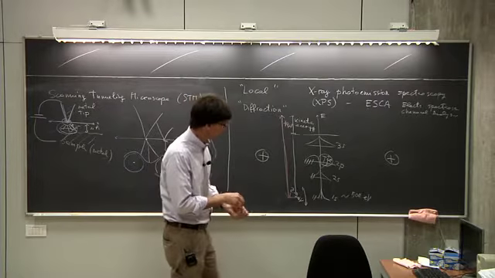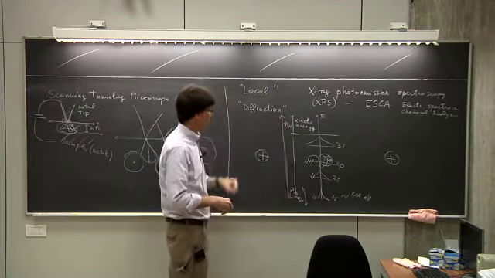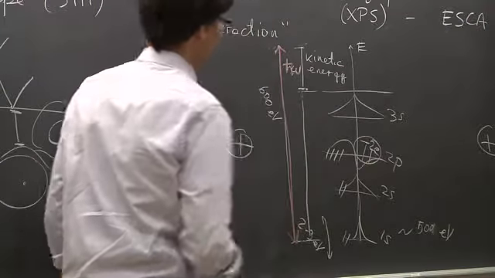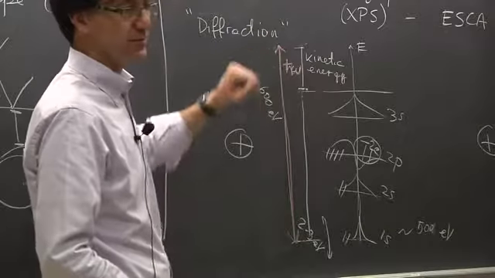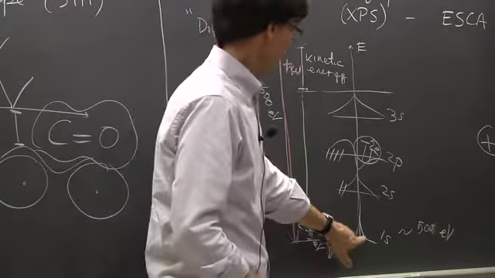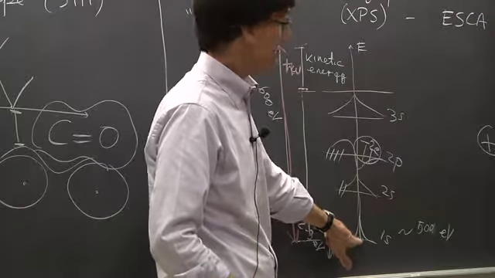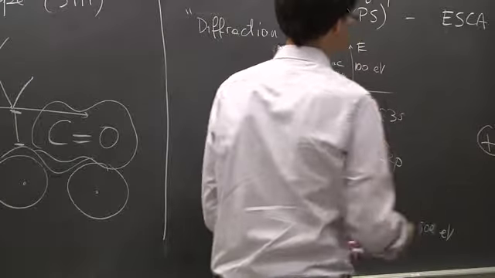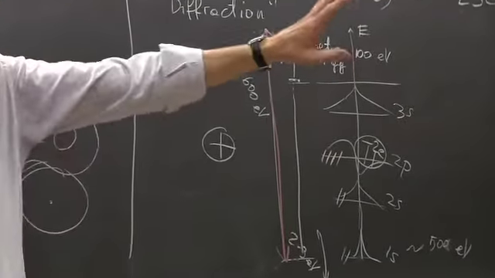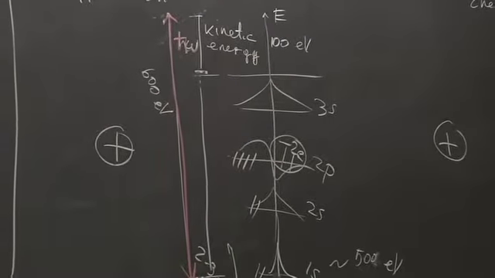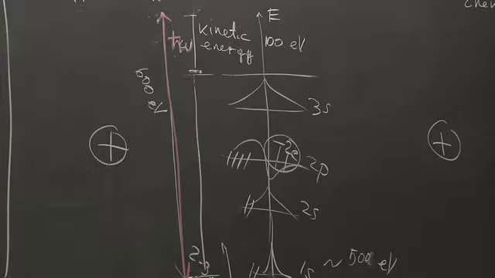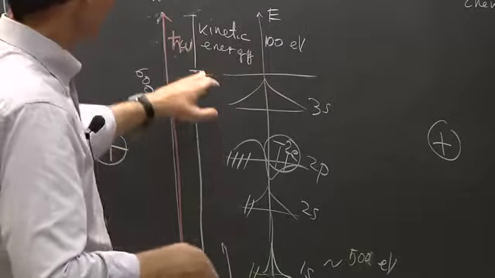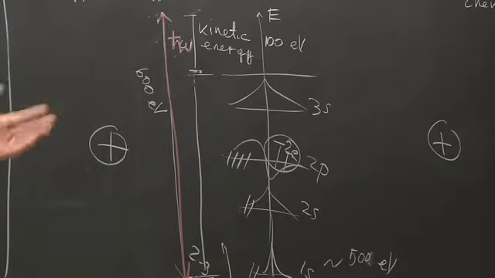Let's use real numbers. Suppose that the binding energy is 500 electron volts, and I choose a photon of 600 electron volts. Electrons that were originally here will be emitted with a kinetic energy of 100 electron volts, right? So I will have electrons moving away from the sample with a kinetic energy of 100 electron volts, because 500 electron volts are being used to extract the electron out of this state, and the remaining energy will go into kinetic energy.